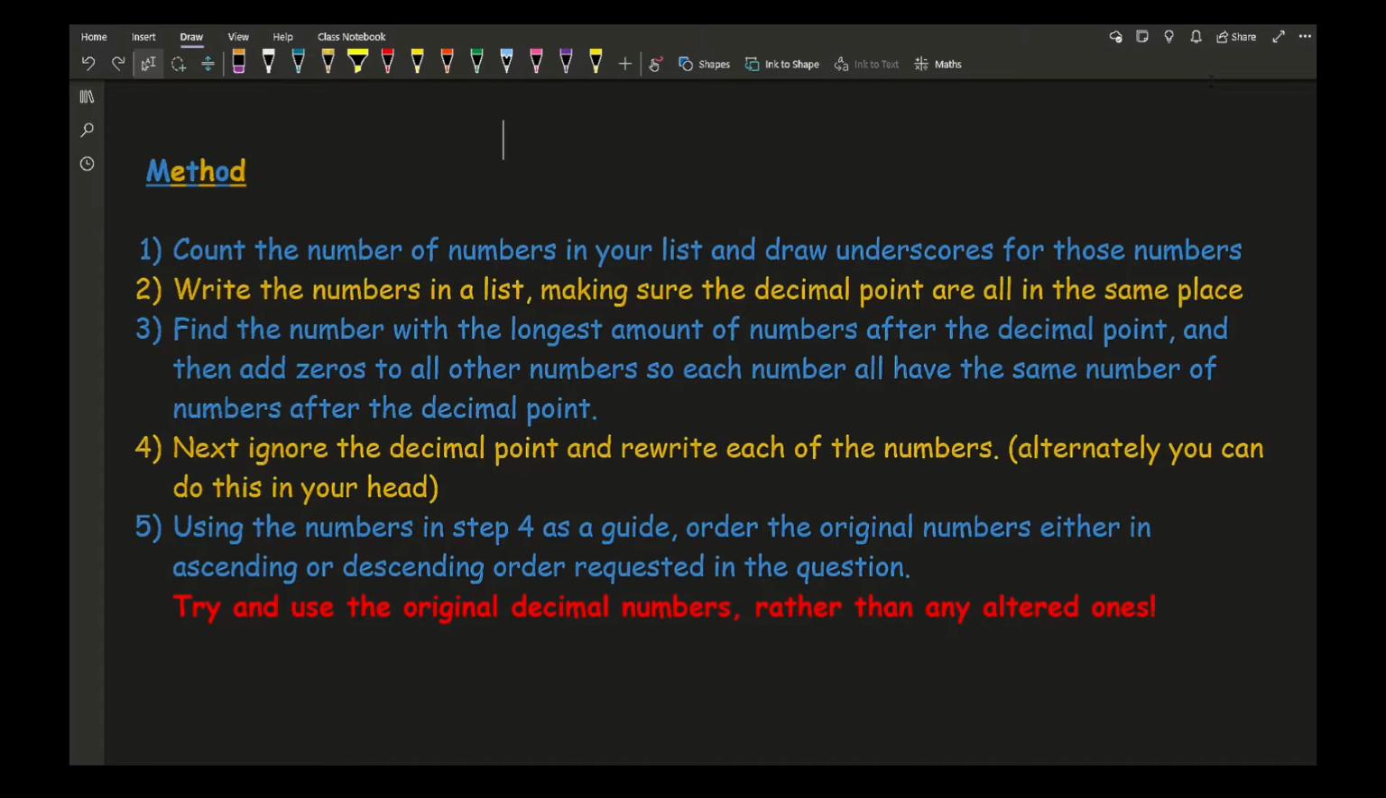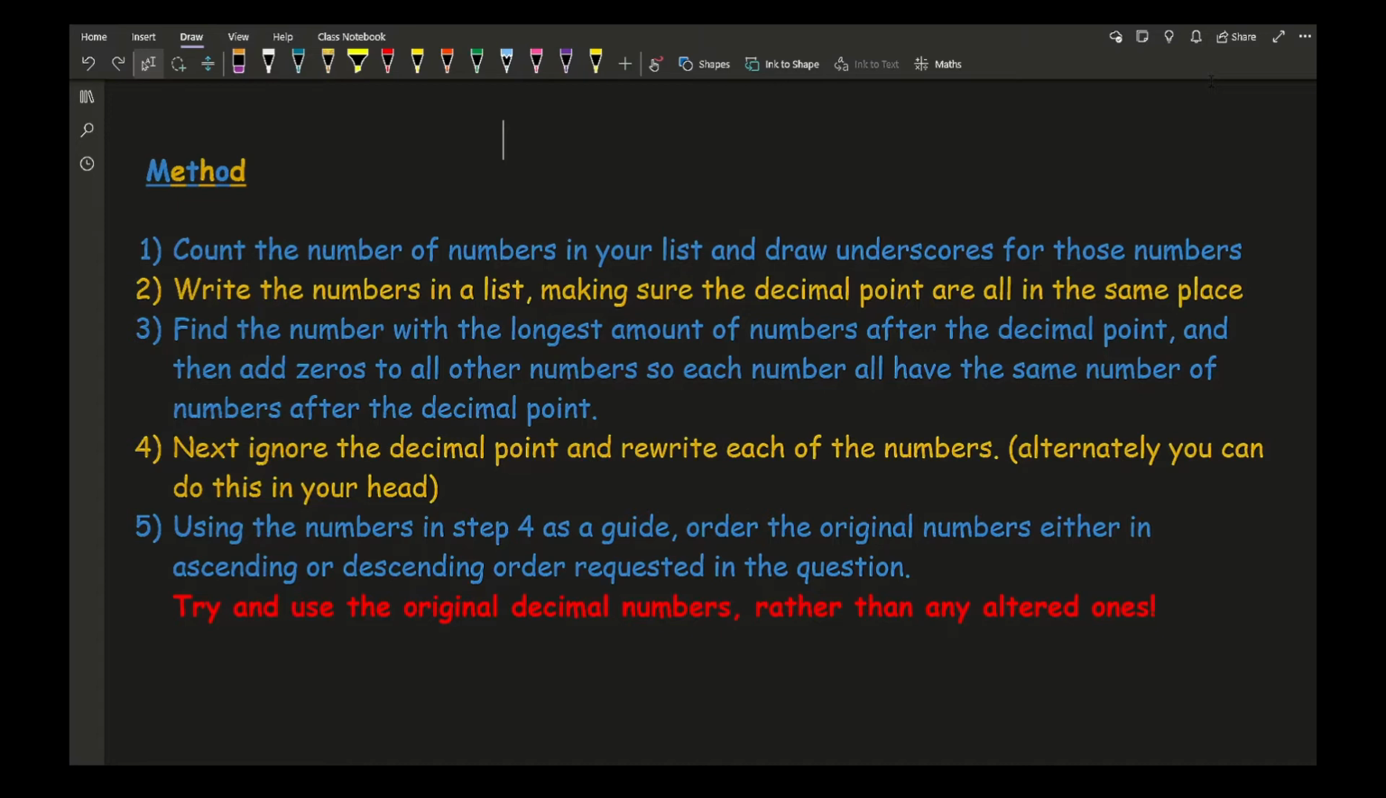The fourth step is to ignore the decimal point and rewrite each of the numbers. Alternatively, you can do this in your head. The decimal point is not really important here, but the fourth step is to help you decide which number is biggest. And again, I will go through these when we go through some examples. The final step is using the numbers in step 4 as a guide, order the original numbers in either ascending or descending order, as requested in the question.